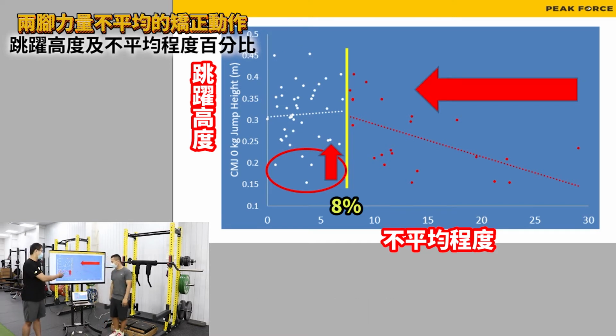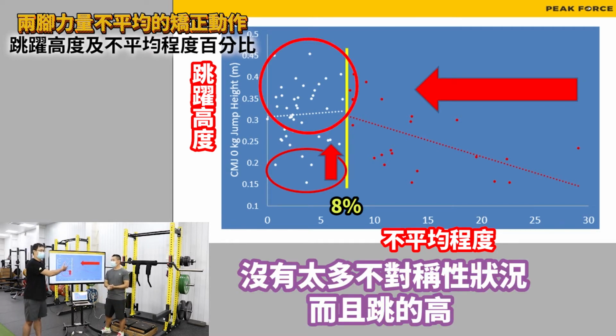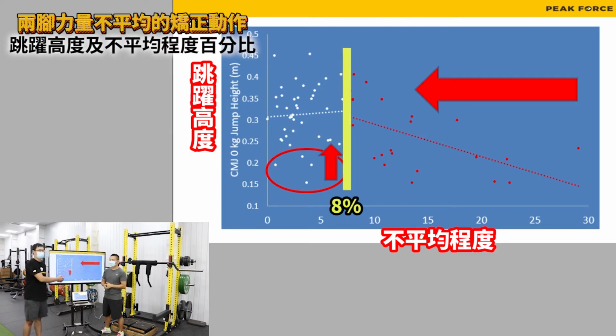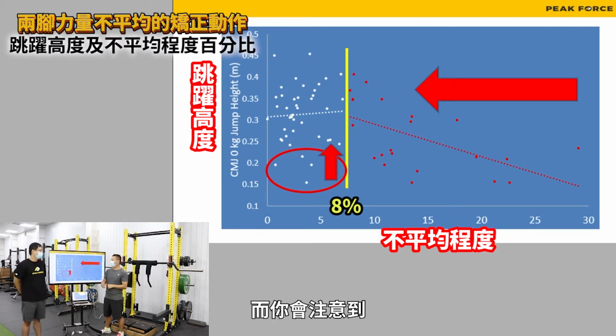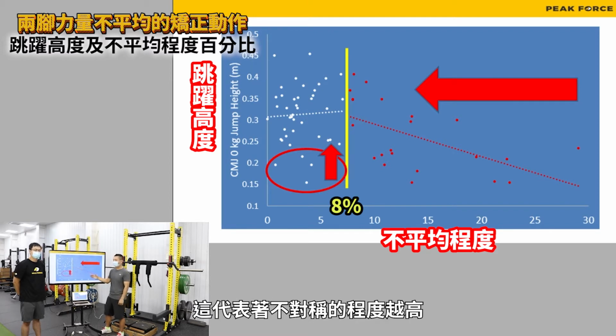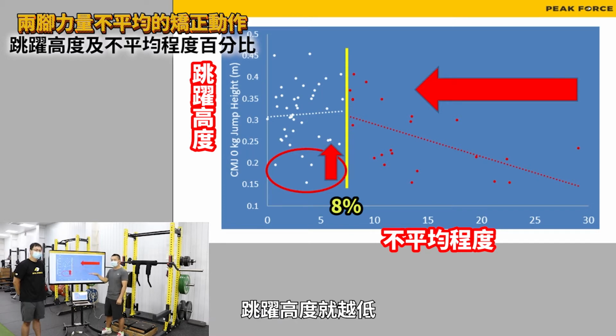And then you notice that after 8% value, you see the correlation start to go down. It means that the higher the asymmetry value, the lower the jump height becomes.